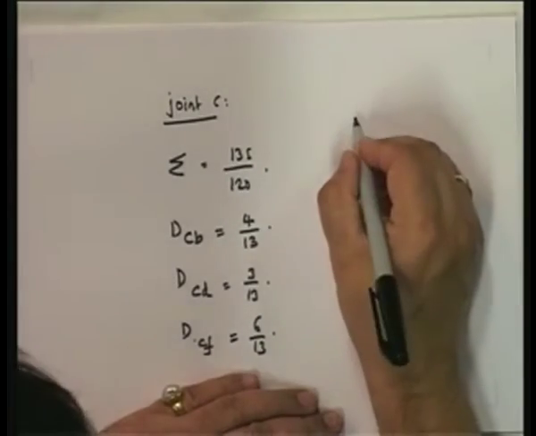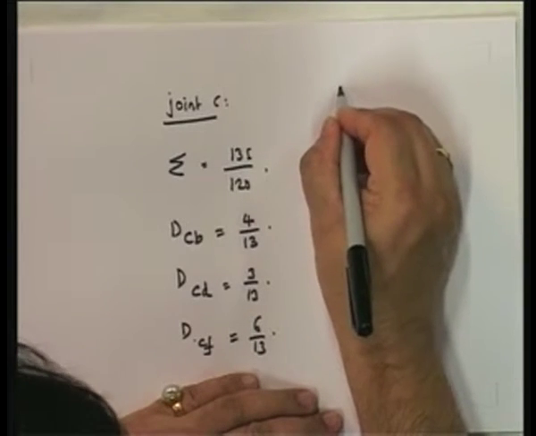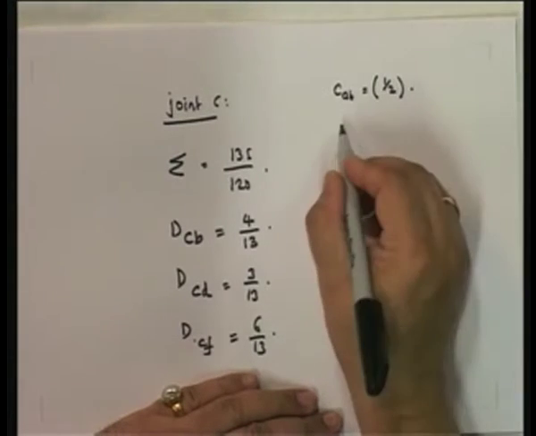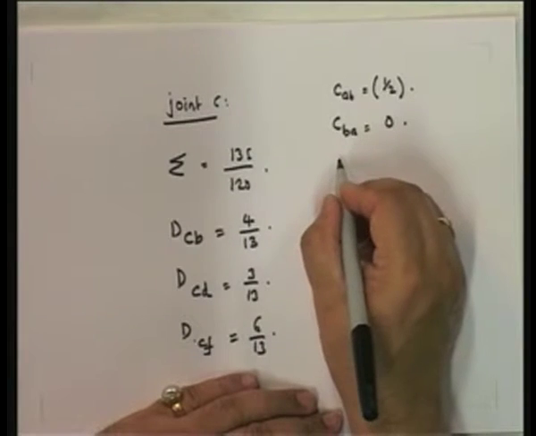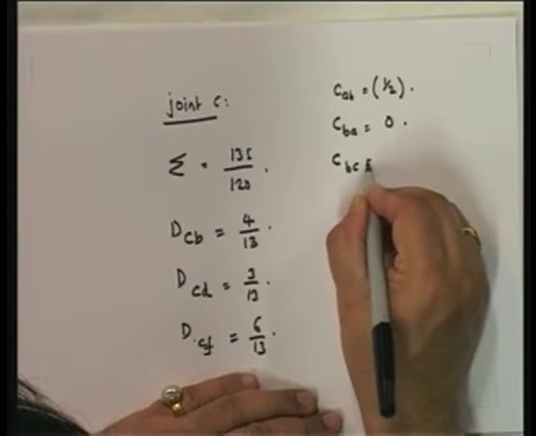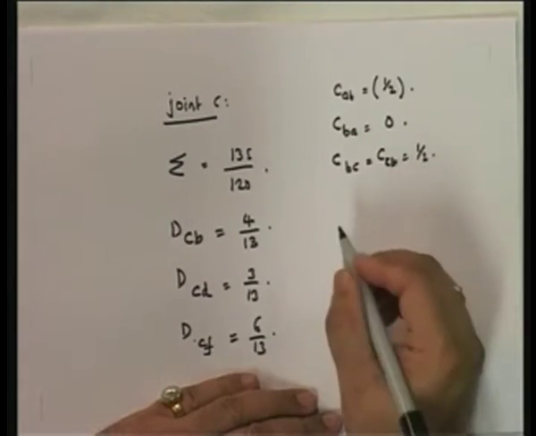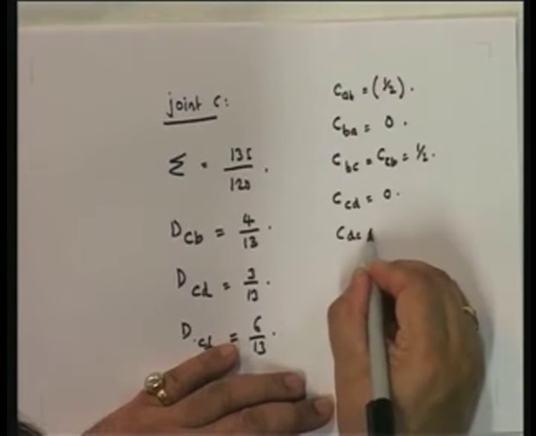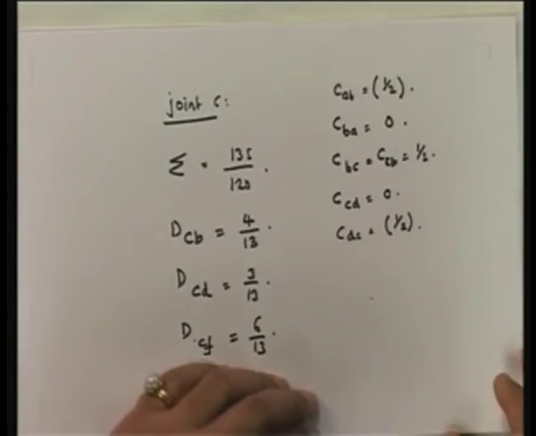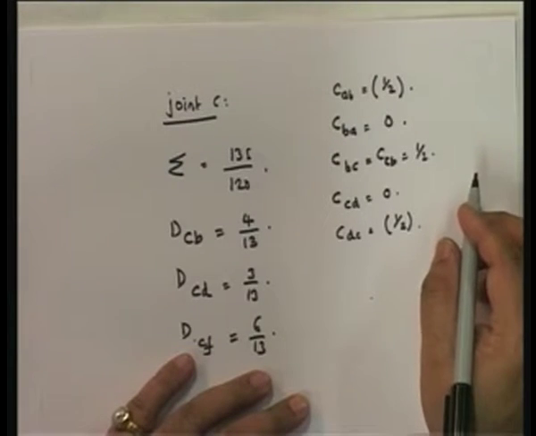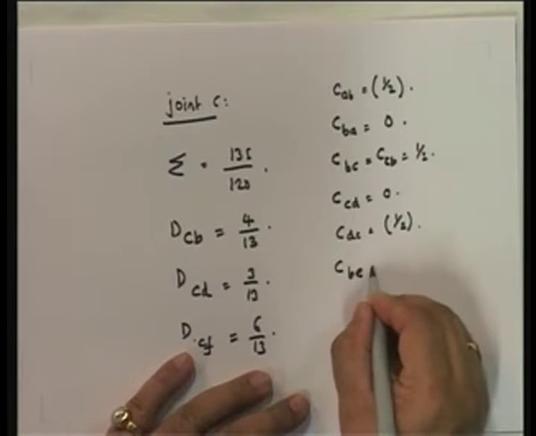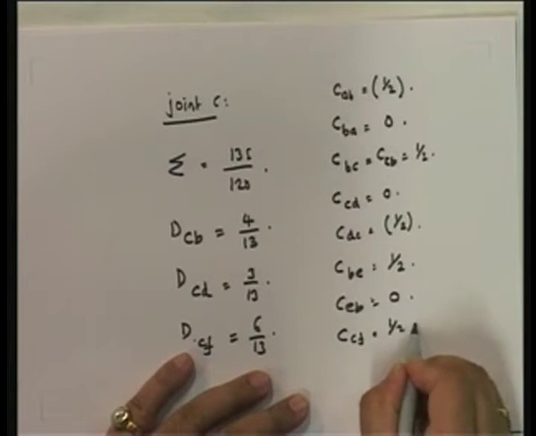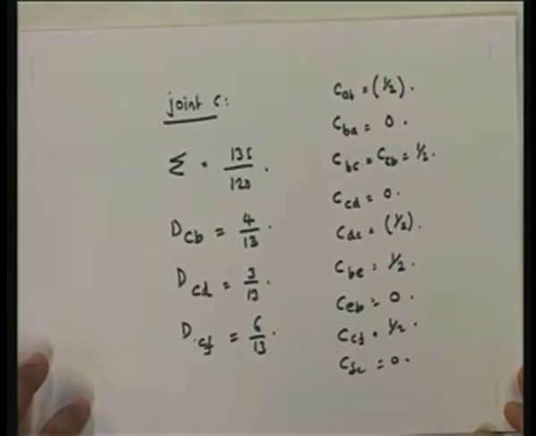Let's write down what the carryover factors are. Carryover factor of A to B is half, only for the first situation. Carryover factor from B to A is 0. Carryover factor from B to C is equal to C to B, half. Carryover factor from C to D is 0. Carryover factor from D to C is half, only for the first when the fixed end moment is distributed. Then we have carryover factor from B to E is half. E to B 0. C to F half, F to C 0. So, these are the carryover factors that we have.